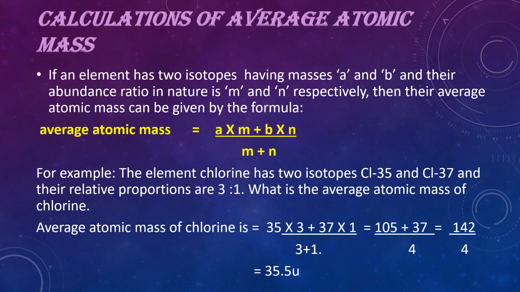Now I am taking one example. The element chlorine has two isotopes, Cl-35 and Cl-37, in the relative proportion 3:1. What is the average atomic mass? The mass of the first isotope is 35 and its proportion is 3, so 35 into 3. The mass of the second isotope is 37 and its relative abundance is 1, so 37 into 1, divided by the sum of the ratio, that is 3 plus 1. It will give 142 upon 4, that is 35.5 U.